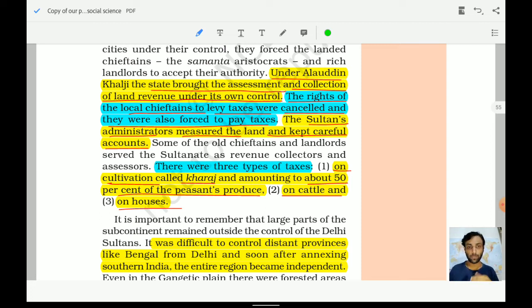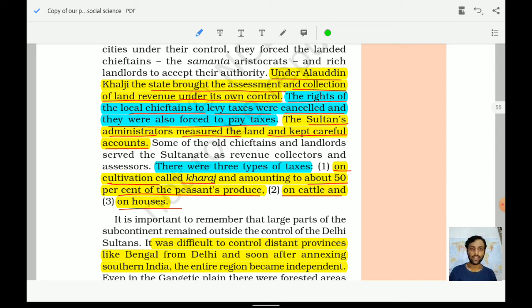Now understand the exploitative characteristic of the sultanate, especially Alauddin Khalji: the person who is growing and sowing and doing all the hard work, they are collecting 50% of that. It is known as kharaj.